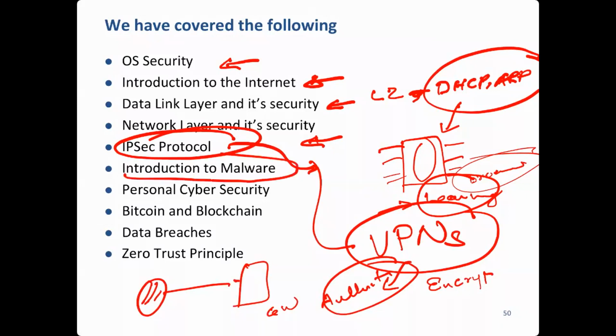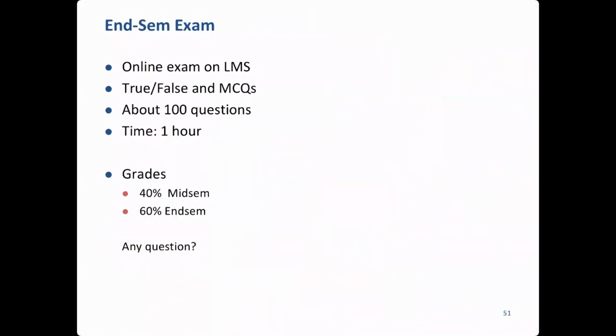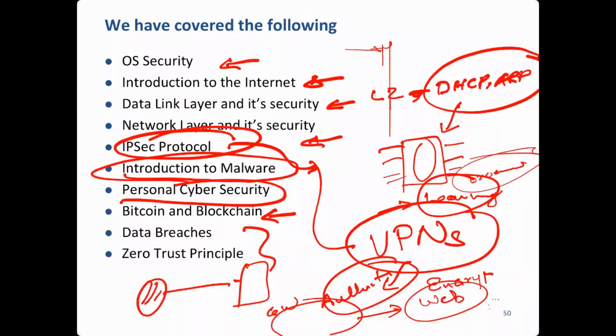Then we studied in brief about malware, the difference between viruses and worms. Then we spent some time on personal cyber security, then 2 classes on Bitcoin and blockchain, and today we studied all this, right? So that's all about the course. Something that we could have covered is web, but the challenge is that in order to cover web, we'll have to cover basic concepts of web technology. It'll require 3-4 classes. Had we had another 5 classes, we would have. Nevertheless, you are now ready to learn it by yourself.